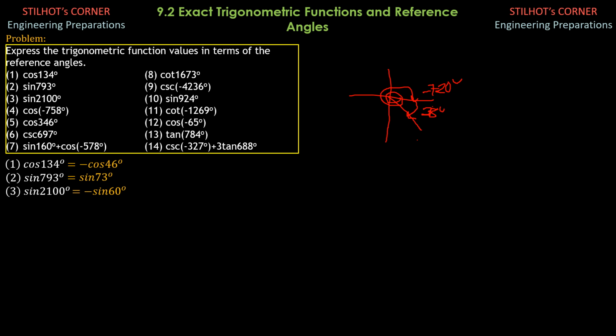So since this is the reference angle and cosine is positive in the fourth quadrant, that's x over r, so x is positive. Therefore, cosine of negative 758 is also positive cosine of 38 degrees. So cosine of negative 758 degrees is equal to cosine of 38 degrees. So next we proceed to 5, cosine of 346 degrees.